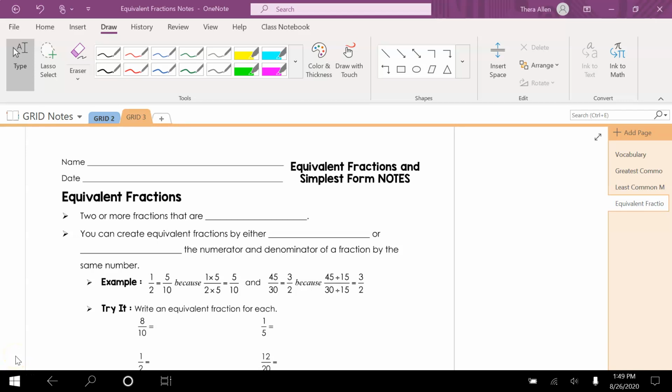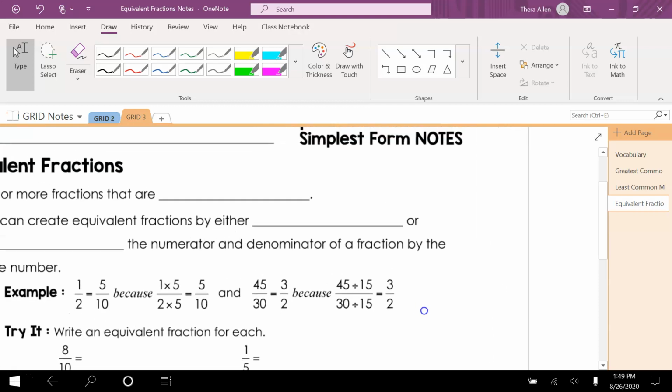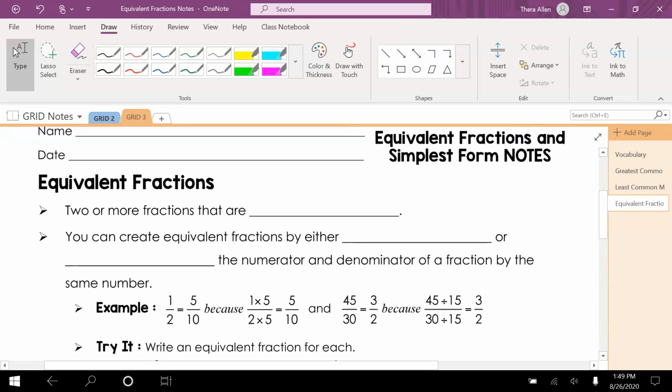It is time to move on to equivalent fractions. You should be on page 6 in your packet. This video is only going to cover the top half with equivalent fractions. Equivalent fractions are two or more fractions that are equal.